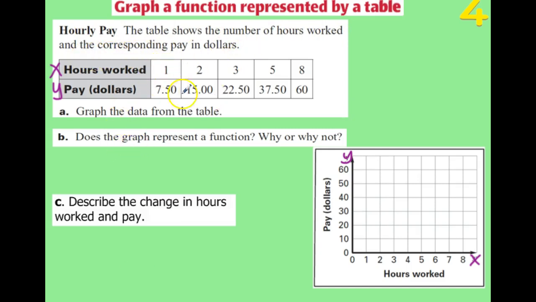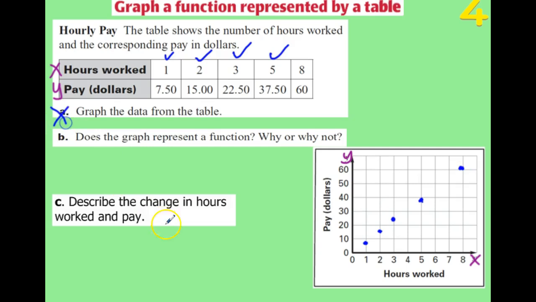So let's plot these points. X is 1 to the right, and then up 7.50. I'm going to take a guess because it's close to 10, but not quite, a little bit less. So we plotted that one. Then 2 to the right, up to 15. That's right between 10 and 20. And then 3, we're at 22.50, so there's 20, a little bit more. We're forming a nice straight line, so it should go straight. And then at 5 hours, way over here, we're at 37.50. So here's 40, 37 is a little bit less. And then at 8 hours, way over on the right here, we're going to make $60.